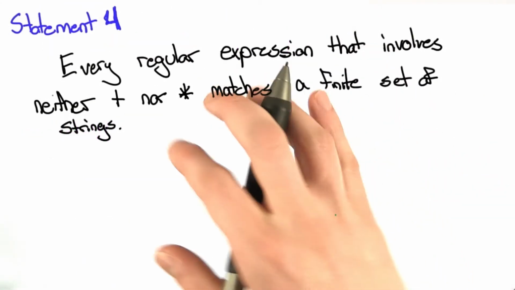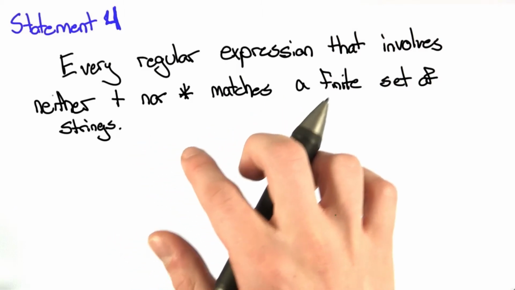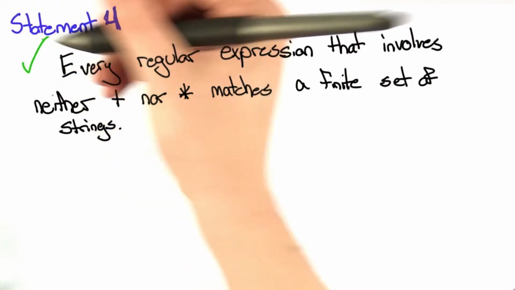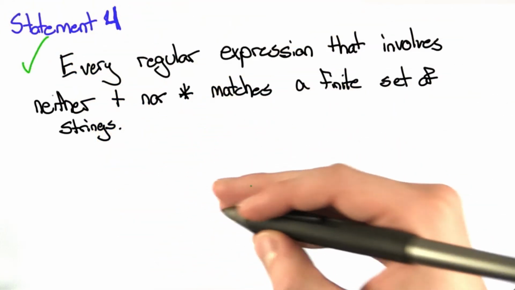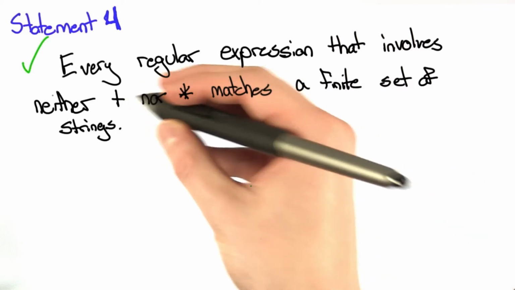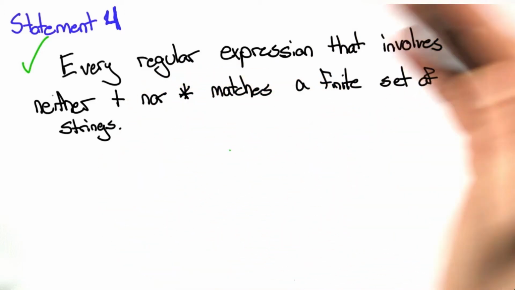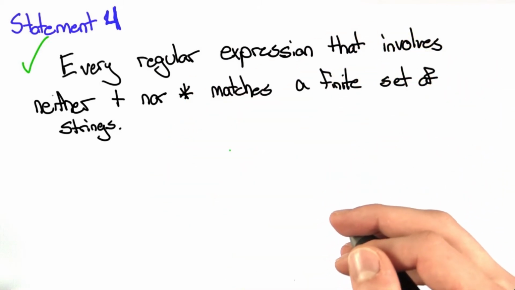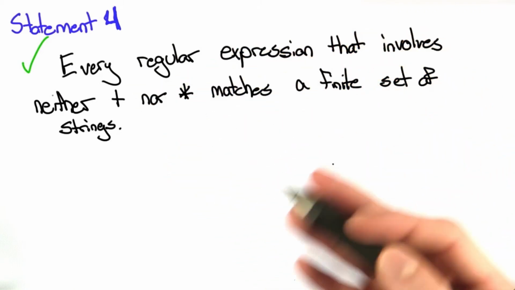Statement 4. Every regular expression that involves neither plus nor star matches a finite set of strings. This is true. In the regular expressions that we define in class, the only repetition is through plus and star. We can do some fancy things still, such as or or optional characters, but that doesn't even get us near the possibilities that these repeating operators can give us.